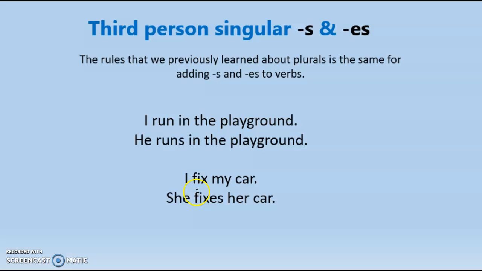The second sentence, I fix my car. Fix is the verb. This one is in the first person. We're talking about I, yourself. Okay, and the second sentence is the third person. We're talking about she, so somebody else. So she fixes her car. Can you see what's happened to the word fix? Fix ends in a hissing sound, okay? So we need to add es. So it's exactly the same rule as what we learned when we were changing nouns into plurals.